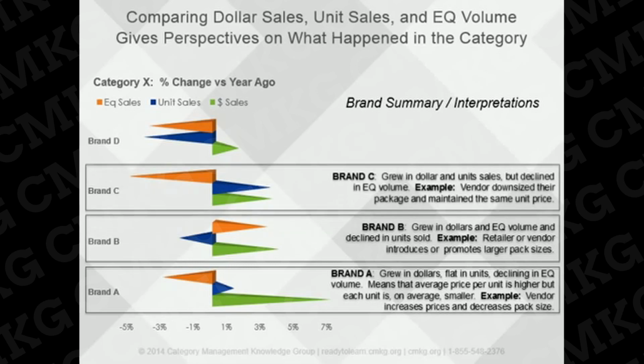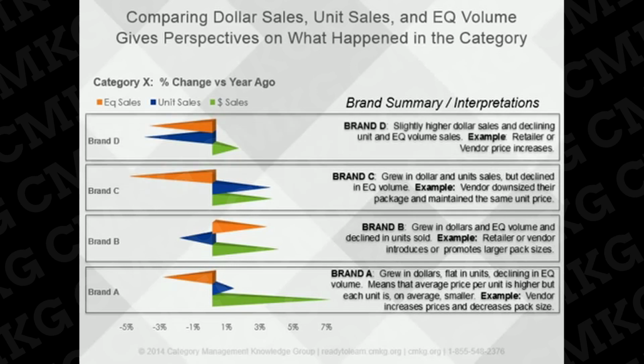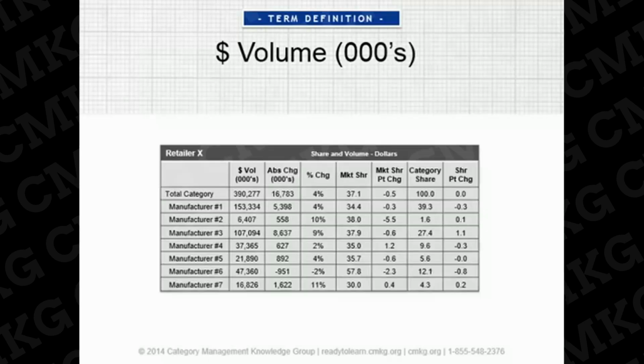Brand C is growing dollar and unit sales, but declining in equivalized volume. This can happen if a vendor downsizes their package size and keeps the same unit price. Brand D has slightly higher dollar sales but is declining unit and equivalized volume. This can happen when retailers or vendors take price increases.